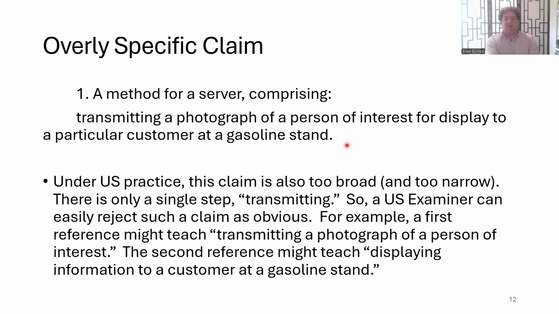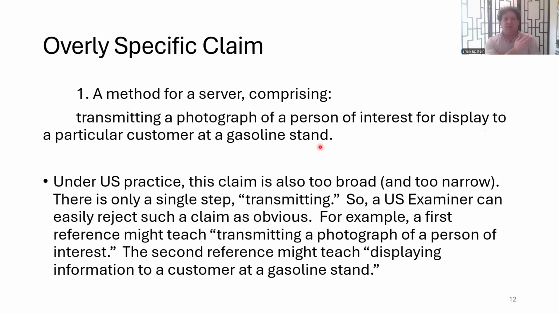There's only a single step of transmitting. So it's very broad in that sense. It's very narrow in the sense that it's a photograph of a person of interest and it's going to be displayed to a particular customer, and it's not anywhere. It's got to be at a gasoline stand. It's a little narrow in that regard. But because of its breadth, a U.S. examiner can easily reject such a claim as obvious.